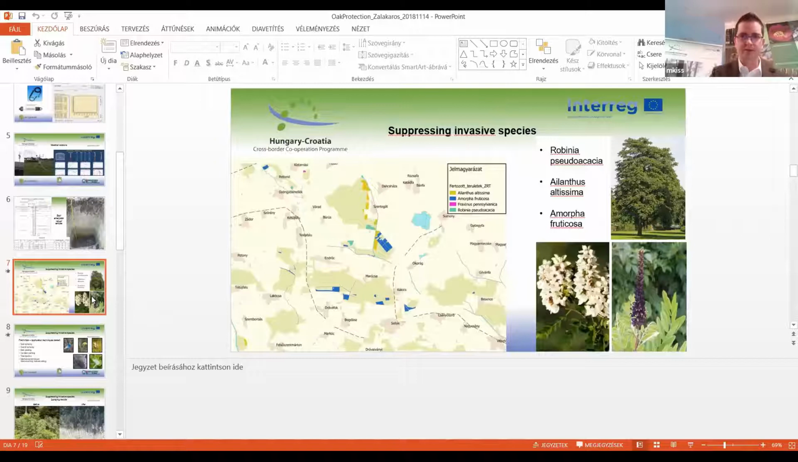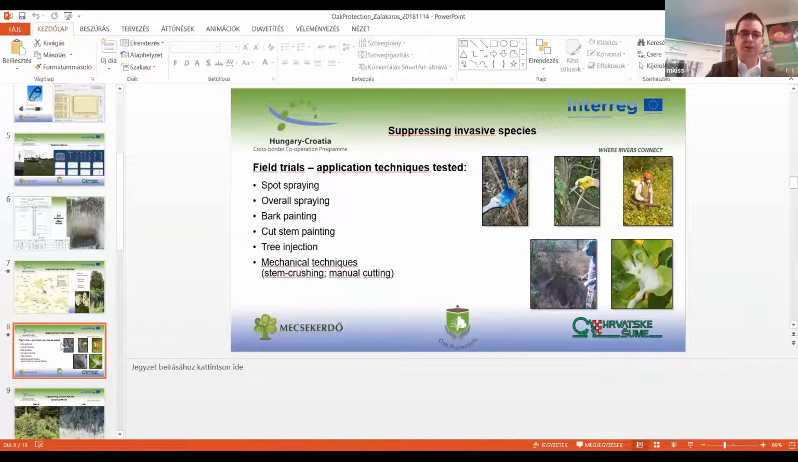Yes, suppressing invasive species. We deal with three species, especially the tree of heaven, false indigo, and black locust, which was the most significant problem in the project area. We started the work on 155 hectares with different methods and techniques. For example, spot spraying, overall spraying, bark painting, tree injection, and different mechanical techniques.